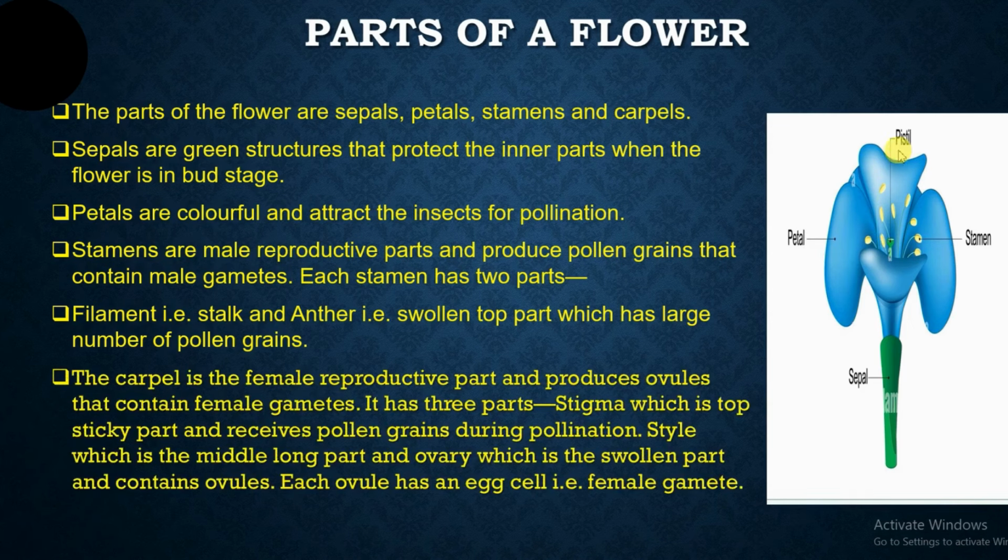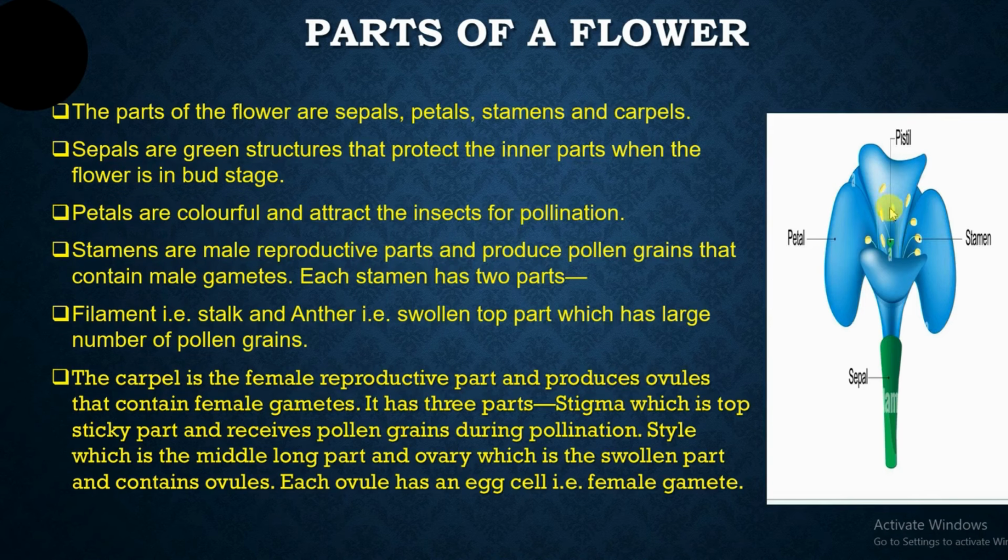And then we have the female part, the pistil. The pistil, or the carpel, is the female reproductive part which contains the ovules, and the ovules are contained in the ovary. The pistil or the carpel is divided into three parts. One is the sticky top, the stigma, where the pollen grains will fall for fertilization.